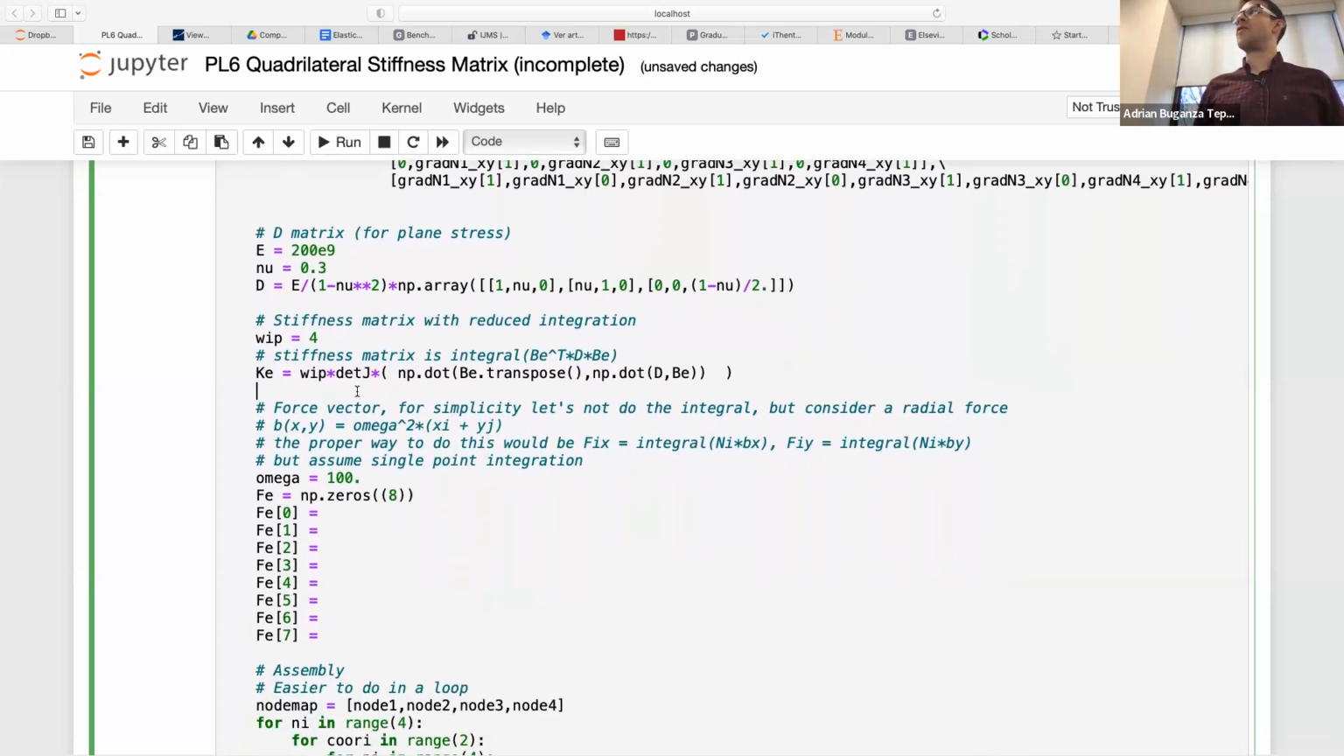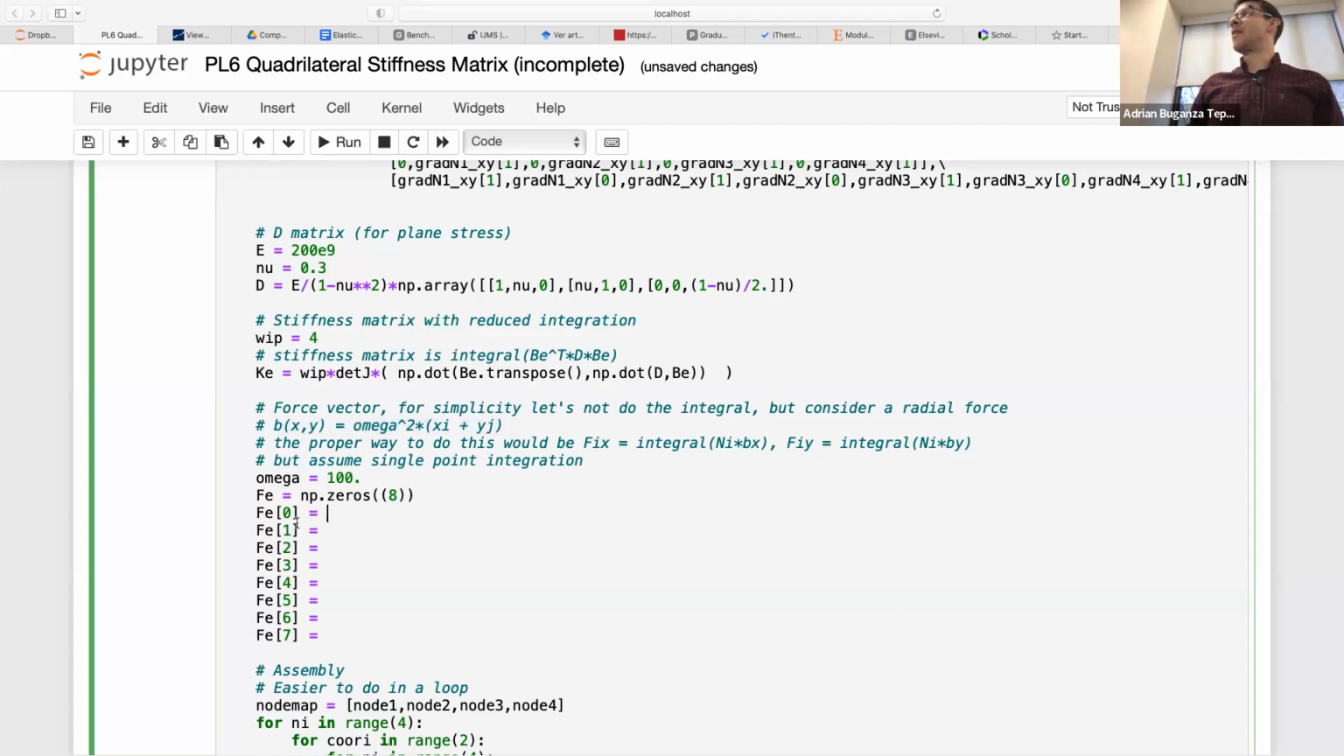All right. So for the force vector, I have this. I'm also going to integrate it. So I also need to do the integral of this omega squared times x i plus y j. Omega squared is there because the thing is rotating and I have some force that is radial.